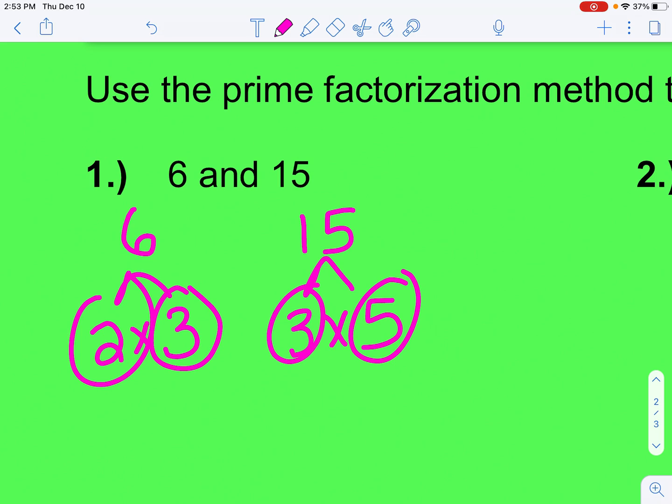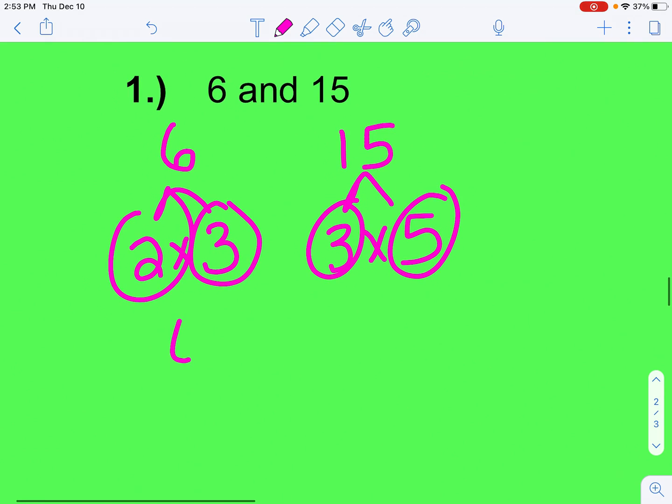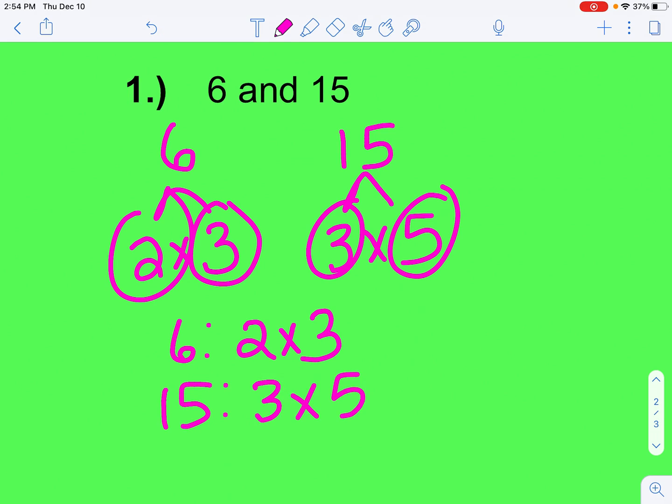Now here's the part where it gets tricky. I like to write them out now. 6 we said was 2 times 3, and 15 we said was 3 times 5. We can't just multiply all of those numbers together. That would not give us our least common multiple. What we need to do is we need to multiply the numbers that they both share one time, and then multiply the other numbers one time.